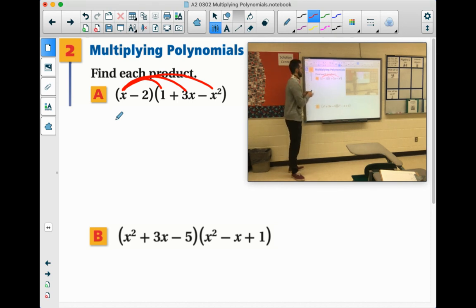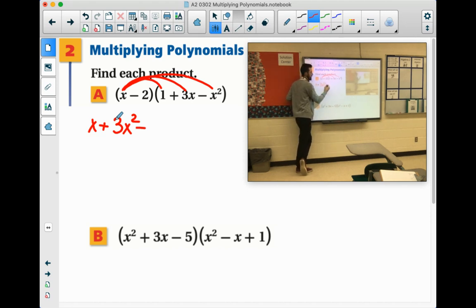form. So x times 1 is x. X times 3x is 3x squared. And x times negative x squared, you have a positive times negative, becomes negative x to the third.